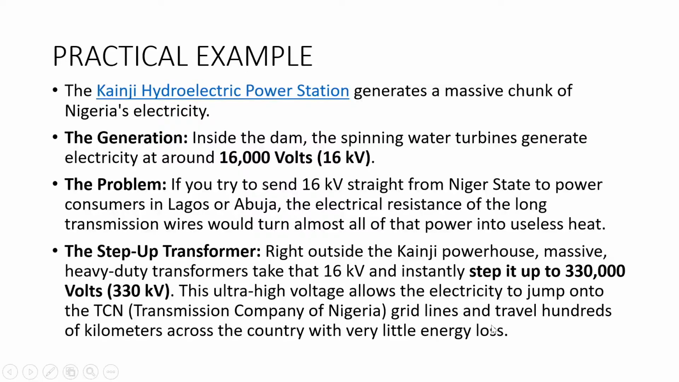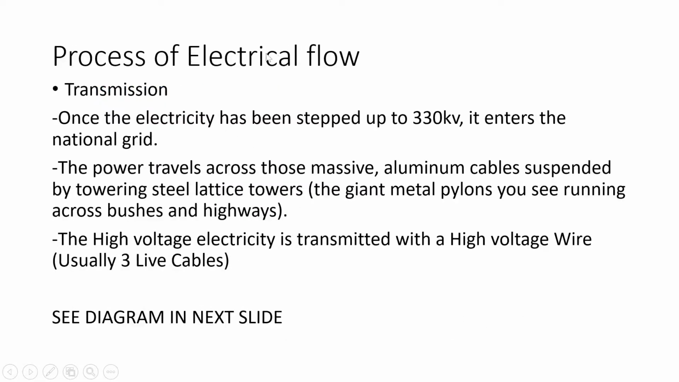Good. So now let's move forward. The process of electrical flow now, transmission. So you can see we just moved from the generation. Now let's move towards the transmission. Once the electricity has been stepped up to 330 kilovolts, it enters into the national grid. The power travels across massive aluminum cables suspended by towering steel towers, the giant metal pylons you see running across bushes and highways.